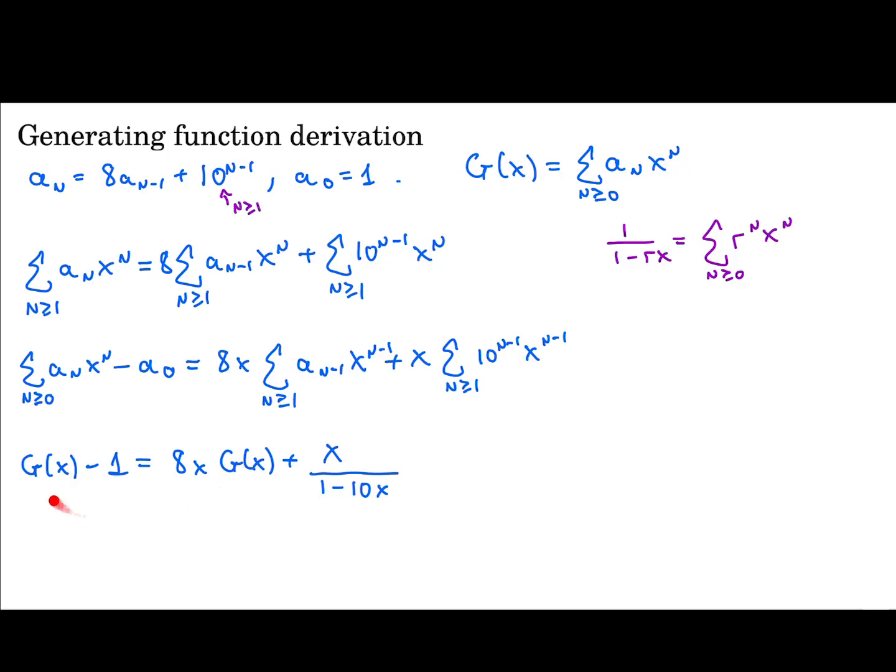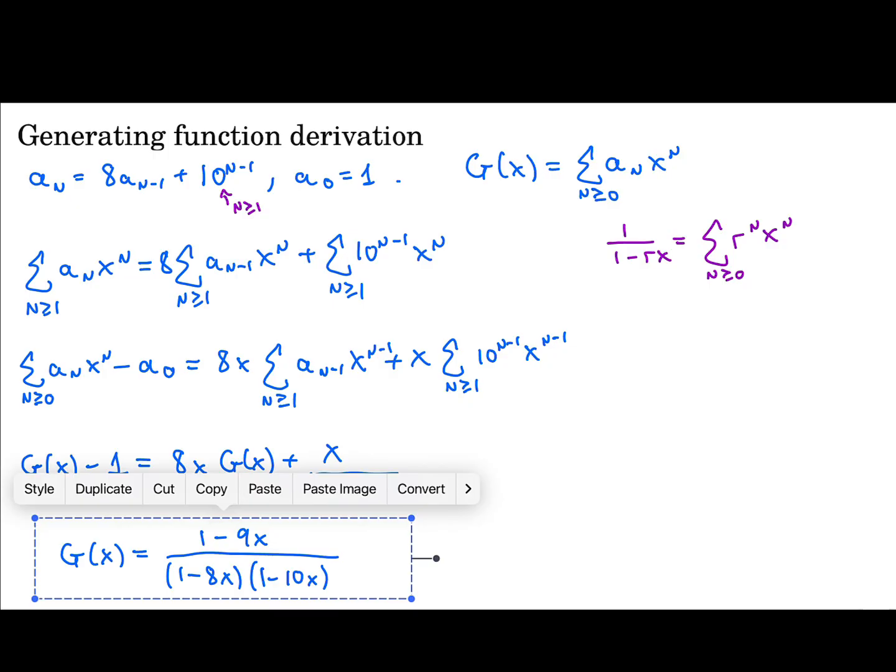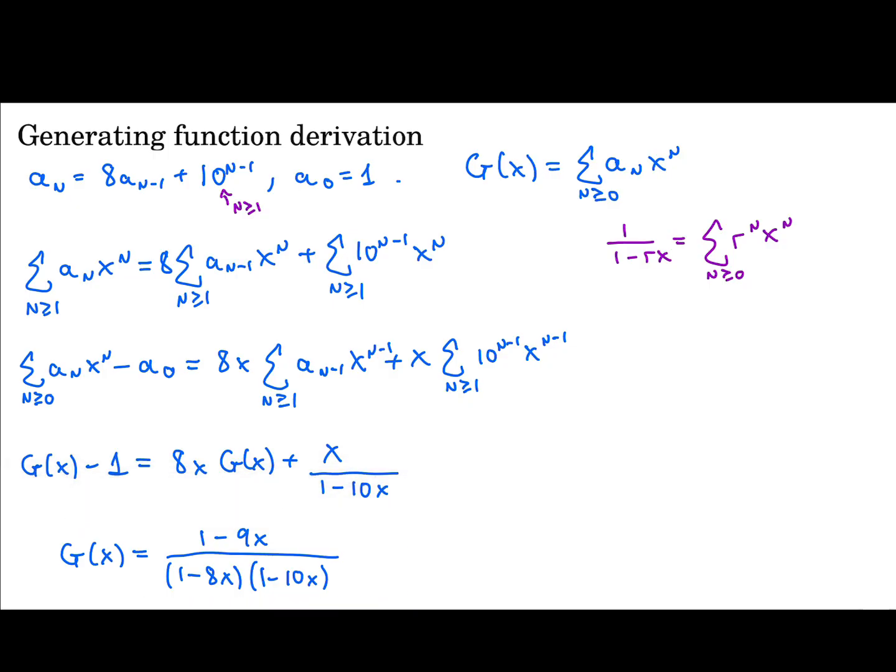And now you can solve for g of x. So throw this to the other side, factor out, throw everything and isolate. And you will get that g of x is equal to 1 minus 9x divided by 1 minus 8x, 1 minus 10x. And let's copy this for later. Okay, so we found our generating function for our sequence.